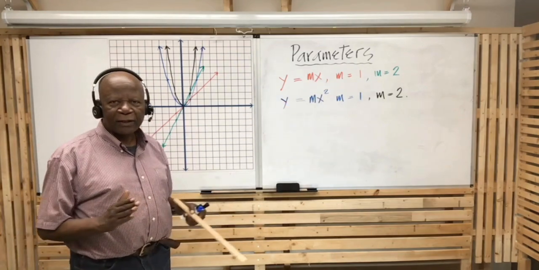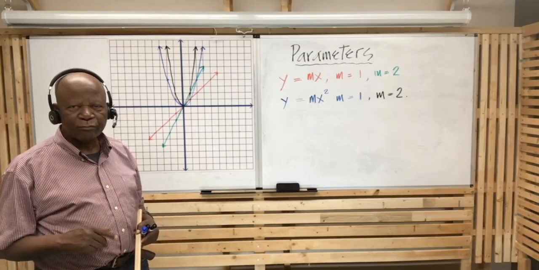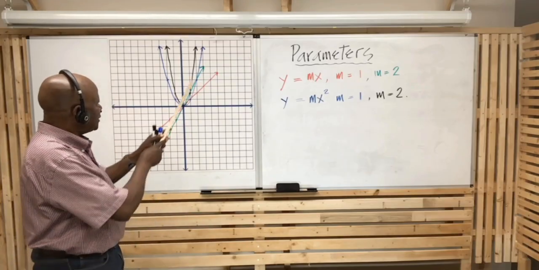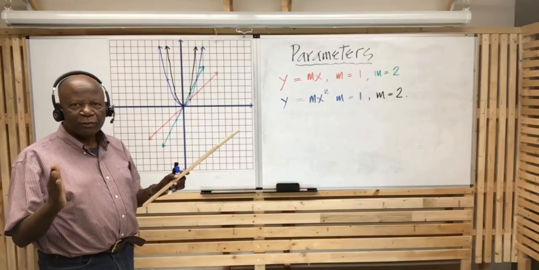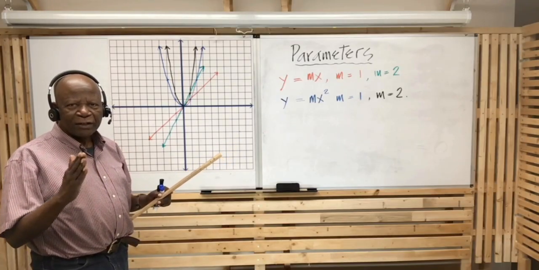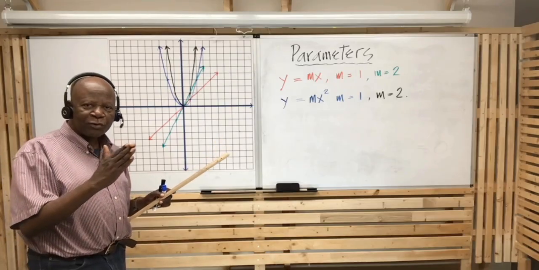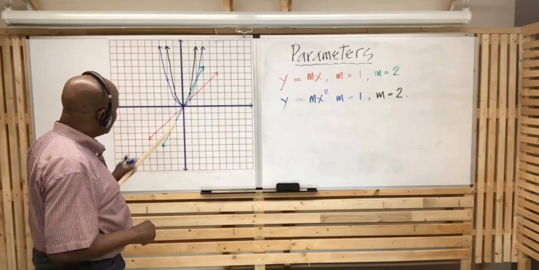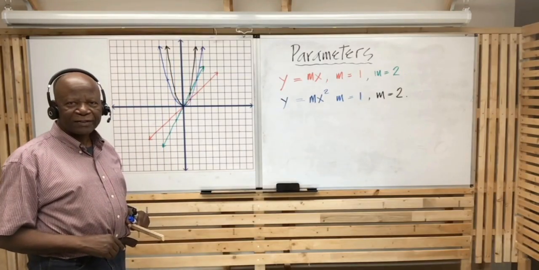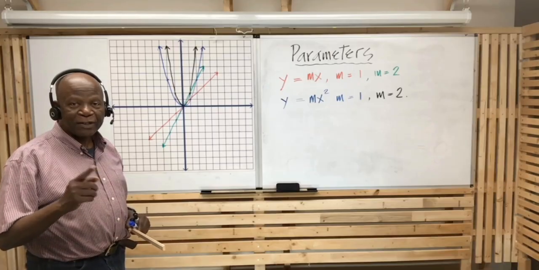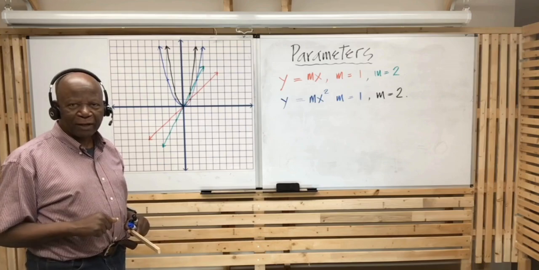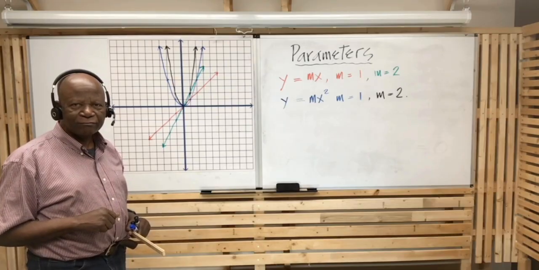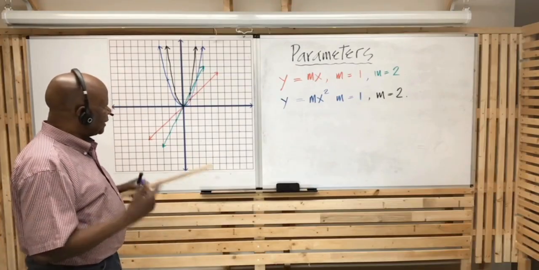Now, let's take a case where m is 2. What happens? The outcome of the graph is changed. You can see the graph becomes narrow. What I mean by narrow is narrow with respect to the y-axis. It comes closer to the y-axis. It still passes through the origin. It moves towards the y-axis because m is equal to 2. m is a parameter. m also represents the slope of the graph. That's one.